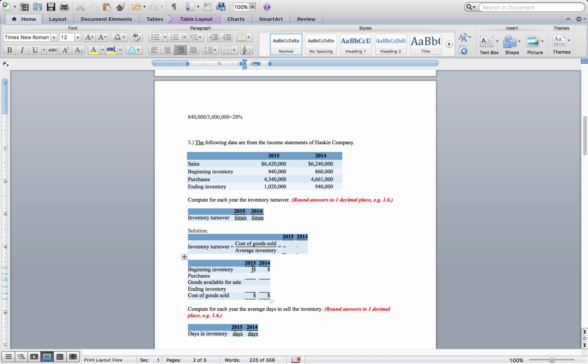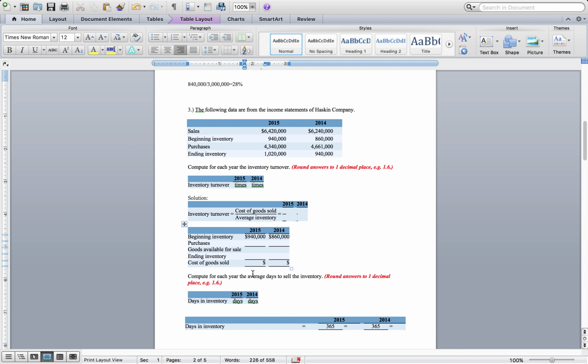Now, to get cost of goods sold, you got to follow the formula. We start with the first part, beginning inventory, starting with 2015. It's $940,000. Then we go to 2014. Their beginning inventory was $860,000. Next line here, you want to add the purchases. Purchases of 2015 was $4,340,000. And for 2014, purchases was $4,661,000.